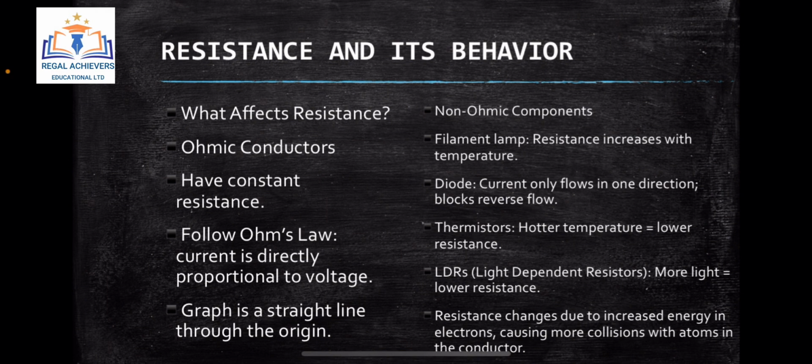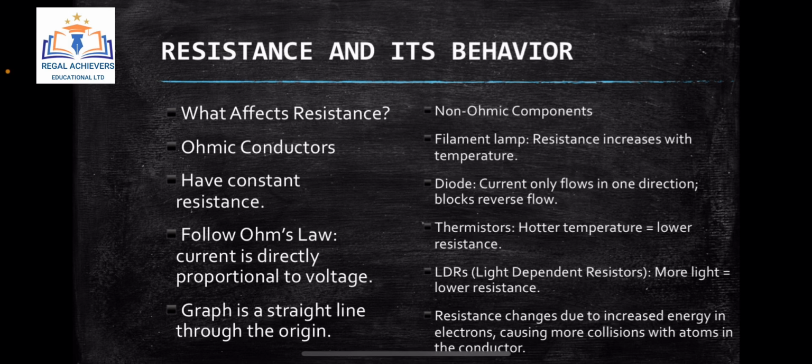Resistance and its behavior. So what are those things that affect resistance? Number one is the ohmic conductors. Number two, if you have a constant resistance. And number three, if it follows Ohm's law, which means that current is directly proportional to voltage. And also the last one there, if the graph is a straight line through the origin.